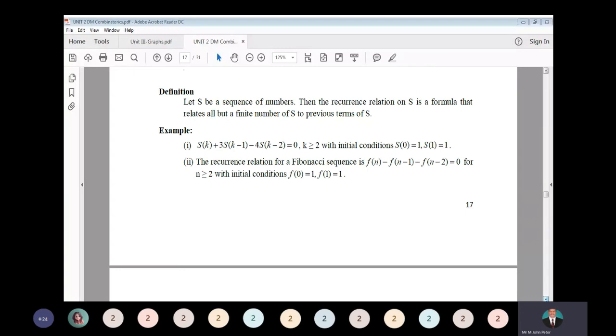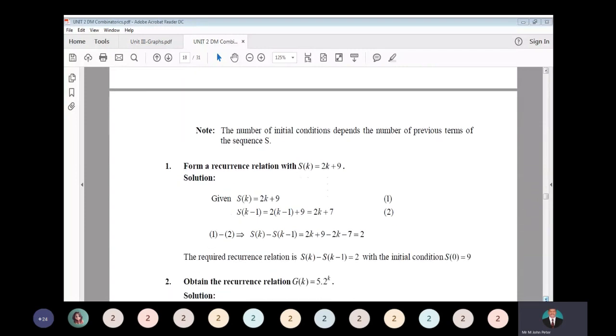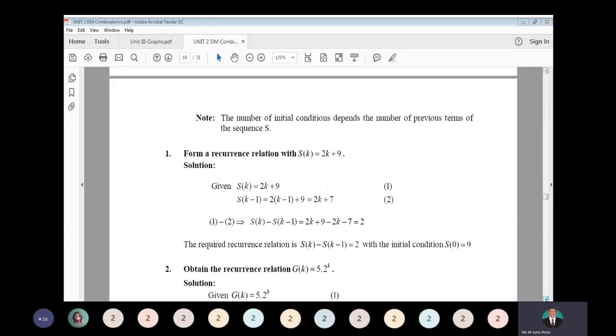So for a sequence of numbers S, a formula that relates each term to the previous numbers is called the recurrence relation. The recurrence relation for the Fibonacci series is f(n) - f(n-1) - f(n-2) = 0 for n greater than or equal to 2, with initial conditions f(0) = 1 and f(1) = 1. So the number of initial conditions depends on the number of previous terms of the sequence S.